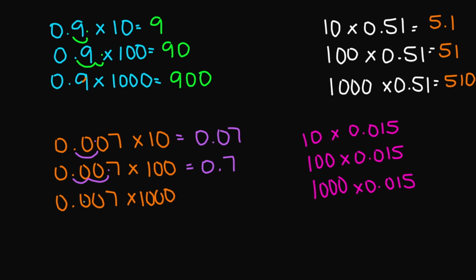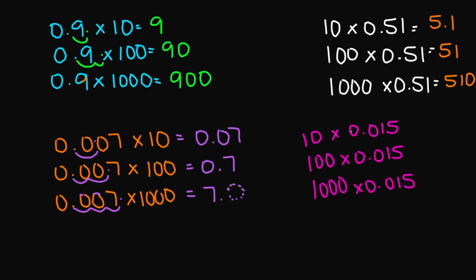Next, 0.007 times 1,000. I'm moving my decimal 3 places to the right. So that's going to be 1, 2, 3. It puts me right here after my 7. And this is just going to be 7. Or remember, you can do 7.0 if you want.